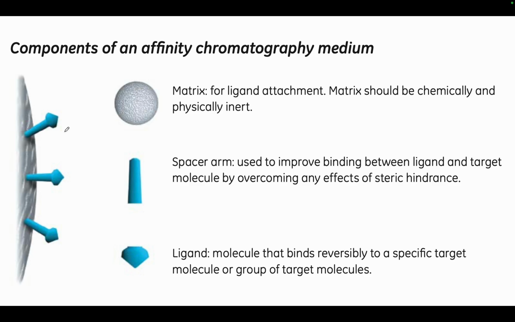So the first thing you need to do is prepare the affinity chromatography medium. That is the stationary phase where our protein will bind. So here we can see that the column is made up of these beads, and the beads have multiple components.